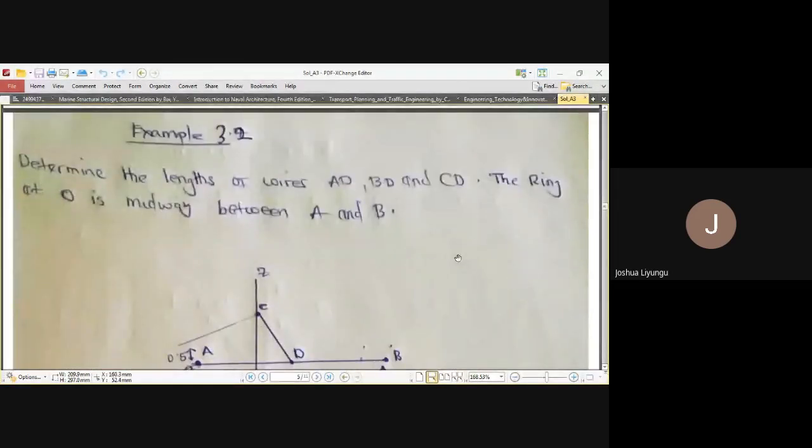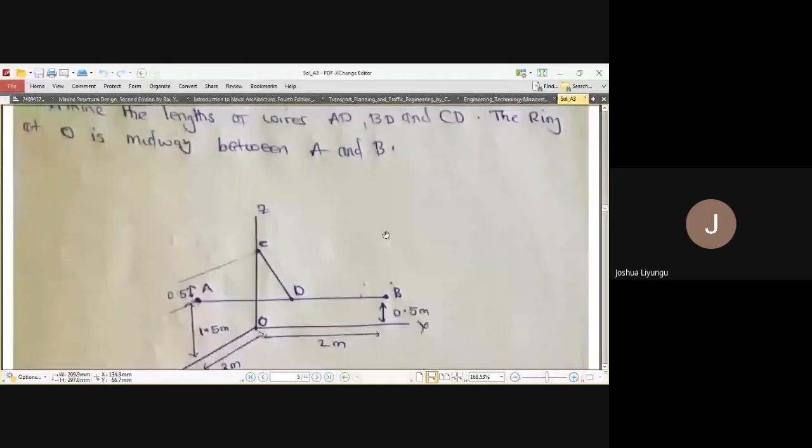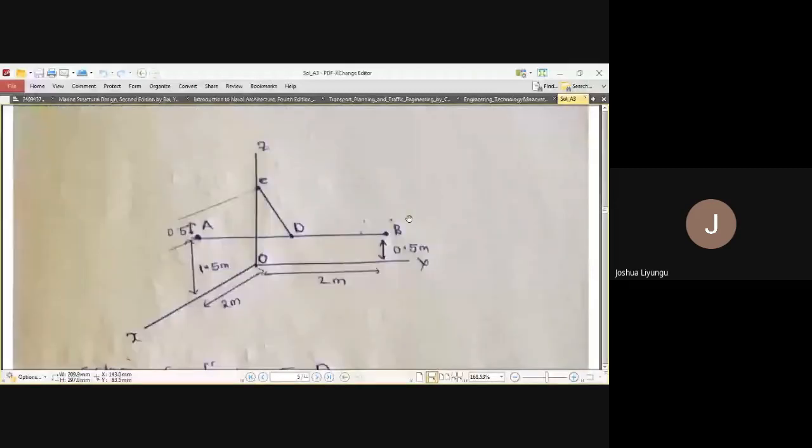Another question. Determine the length of wires AD, BD, and CD. Someone to attempt? Someone to help?